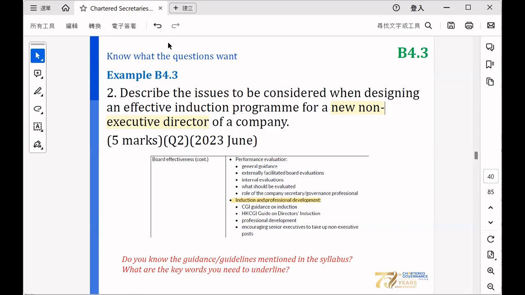So we'll continue with workshop number 3, and I will go through with you some examples of the rest of the sections in the syllabus, as well as some examination technique. Thank you very much.